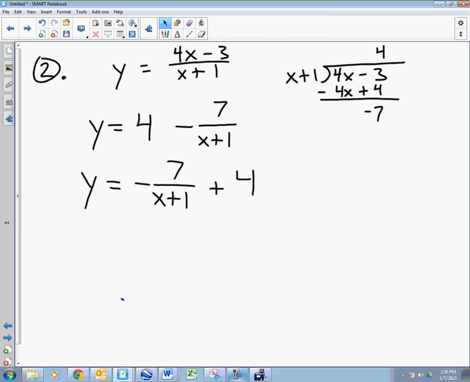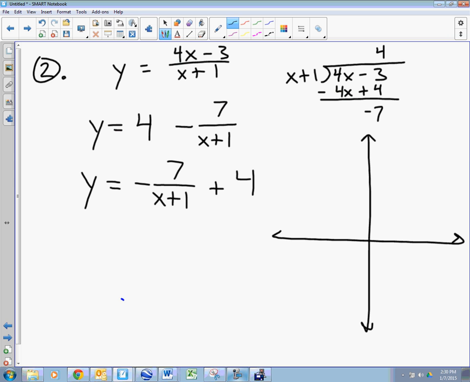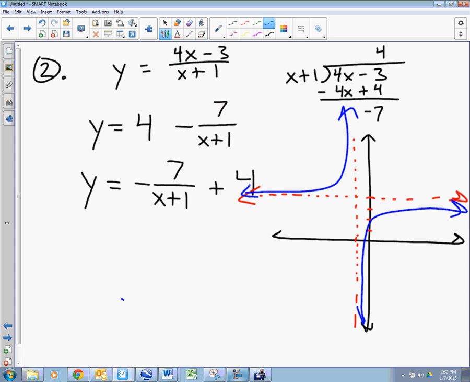I'm going to sketch the graph. What is the horizontal shift? Left 1. Up 4. What? Flip it because you got a negative. Very good. How's that?